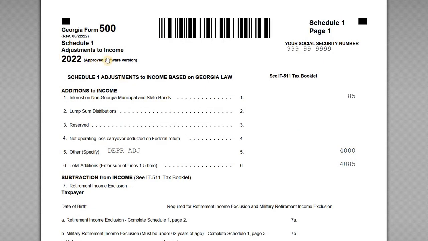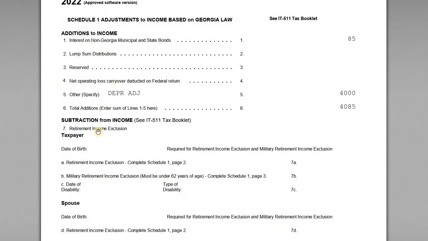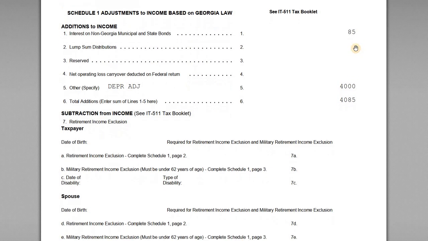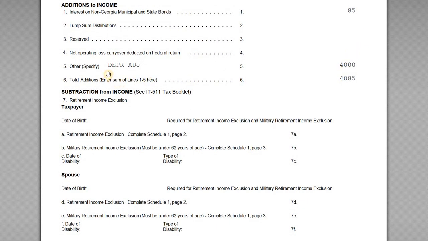So if I jump to Schedule 1, right, this is where we report our adjustments to income. It's separated into additions to income and then subtractions from income. And so additions to income include interest on non-Georgia municipal and state bonds. So we had that Florida municipal bond interest, which is not subject to federal income taxes, but it is subject to state income taxes if we were a Georgia resident, right? So we've added the $85 there, and then now we have the depreciation adjustment. So we are adding back the depreciation because it was bonus depreciation. So we've included an addition of $4,000. We've effectively reversed all of it.